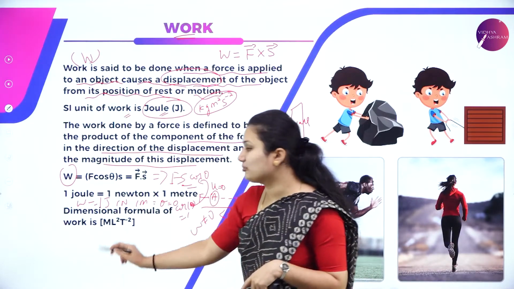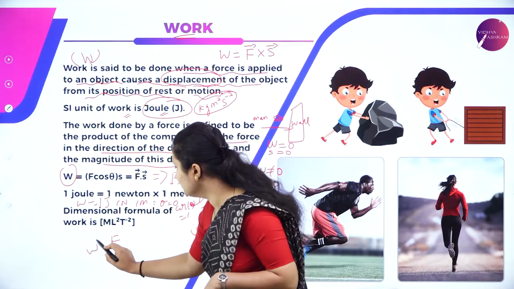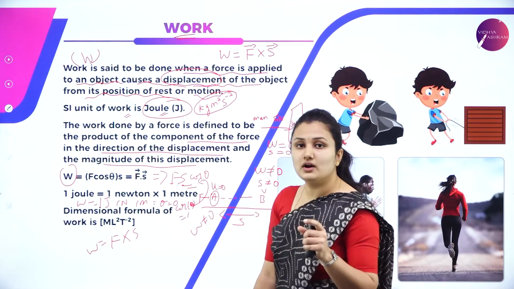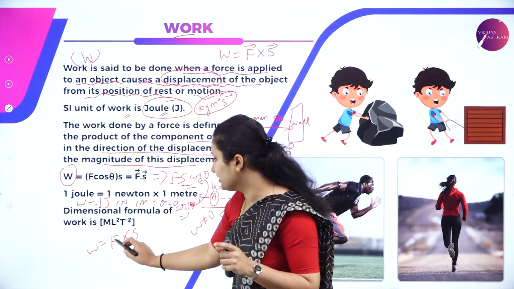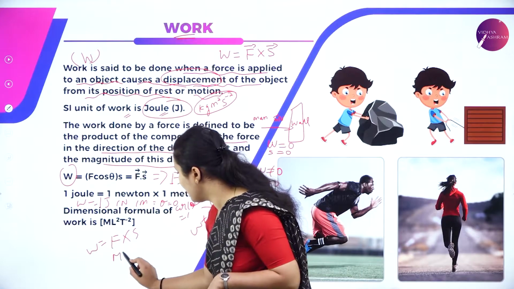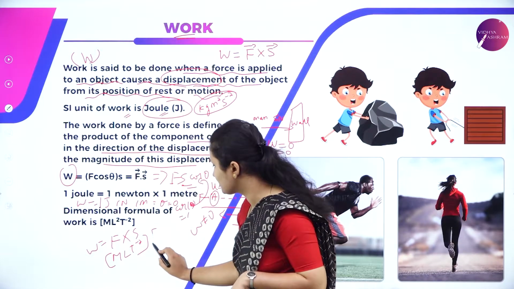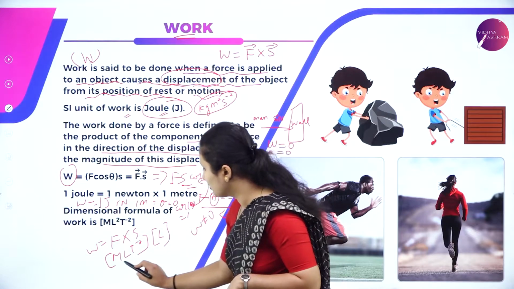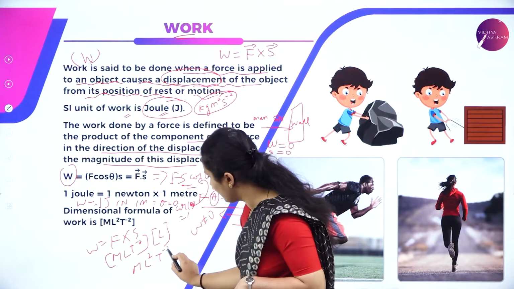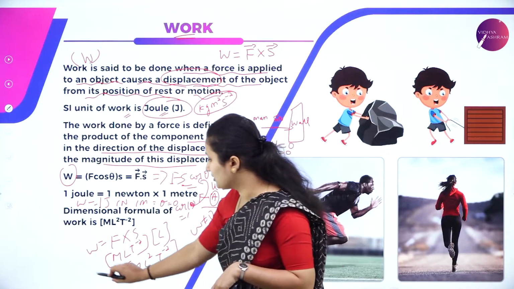So, the dimension formula of work. What is work? Work is equal to the scalar product of F and S. So what is force? It is M L T to the power minus 2. What is S? Displacement is measured in terms of length L. So you will get M L squared T to the power minus 2. So this is the dimension formula of work.